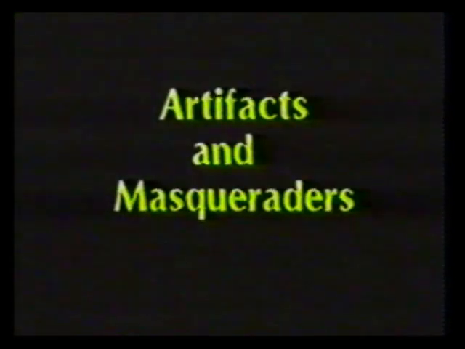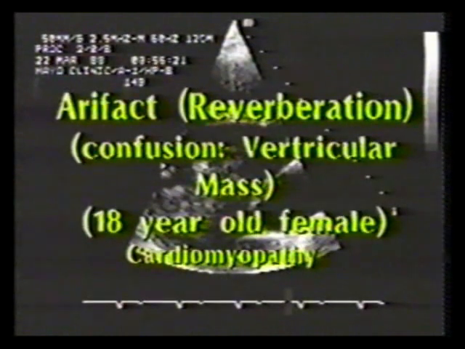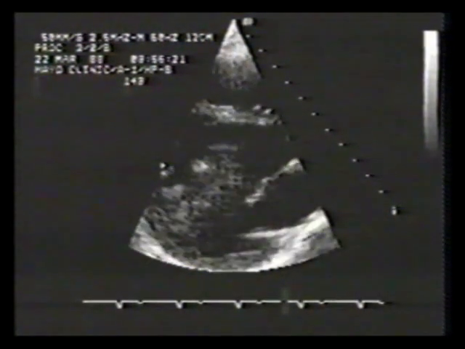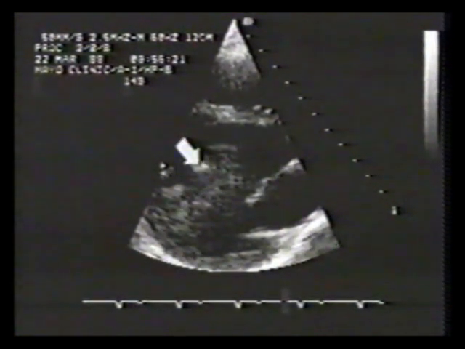The next discussion is of common artifacts and masqueraders of cardiac masses. The first example is a true artifact, that is, a reverberation within the left ventricular cavity of an 18-year-old female with a dilated cardiomyopathy. On a parasternal long-axis scan, there is an ill-defined mass of echoes in the body of the left ventricle.